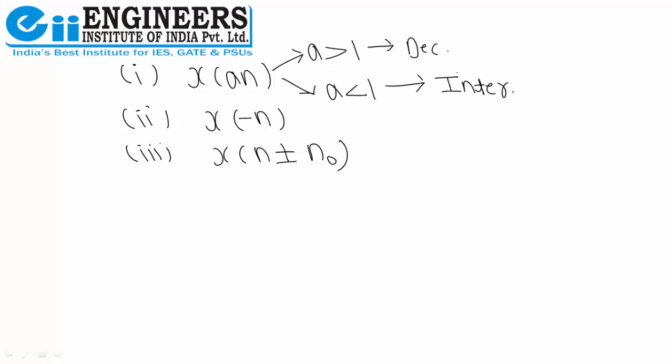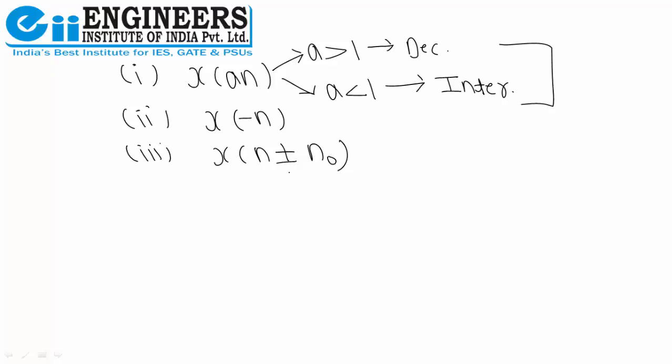In the continuous time domain, I have told you that if a is greater than 1, there will be compression, and if a is less than 1, there will be expansion. So in place of compression there comes decimation, and in place of expansion there comes interpolation. We will discuss this when we discuss the example. Now what is x of minus n? You just need to reverse. Plus values of n will become minus values of n, and minus values of n will become plus values of n. Same as the continuous time domain operation.